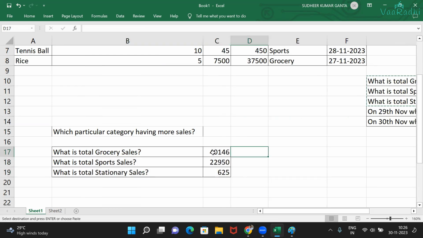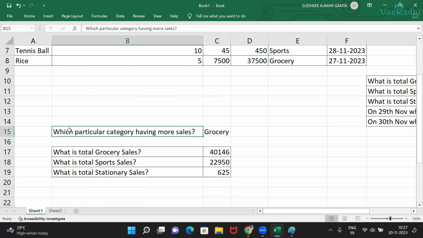Okay. 40,000, 22,000, 625. After checking manually, I can decide which value is higher. Which value is higher here? 48,146 and 40,000. 48,146 belongs to which product category? Grocery. So my answer will be Grocery.